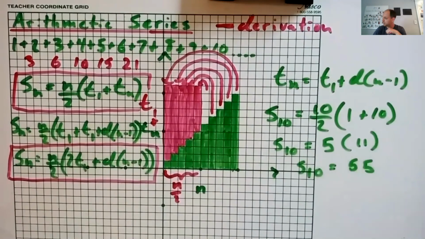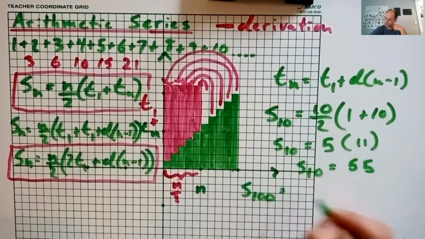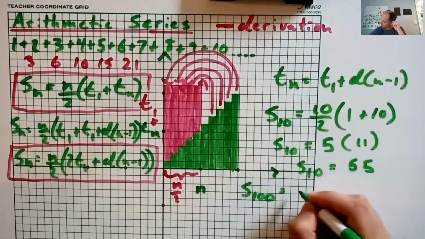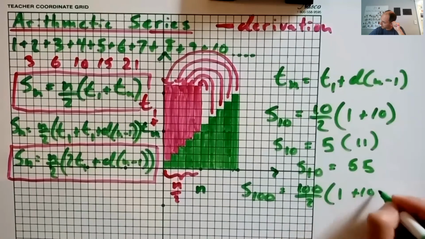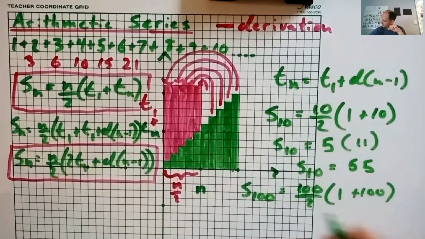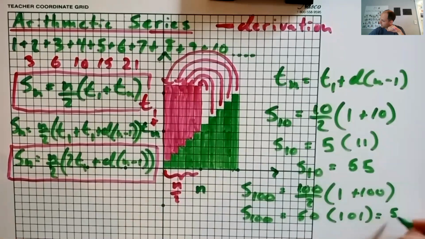What about Gauss? S100, the sum of the first 100 numbers, we have 100 over 2 times 1 plus 100, which is 50 times 101, and 50 times 101 is 5,050, like Gauss said. And this is how he solved it so quickly.